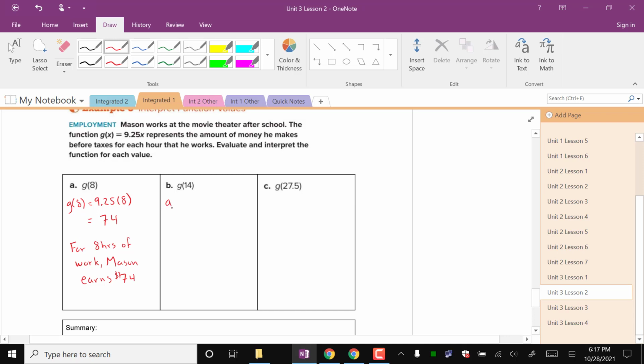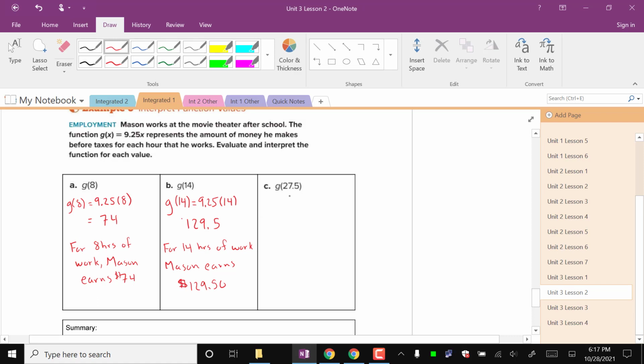All right, so you should have done g of 14 equals 9.25 times 14. So 9.25 times 14 gives you 129.5. So that means for 14 hours of work, Mason earns $129.50.